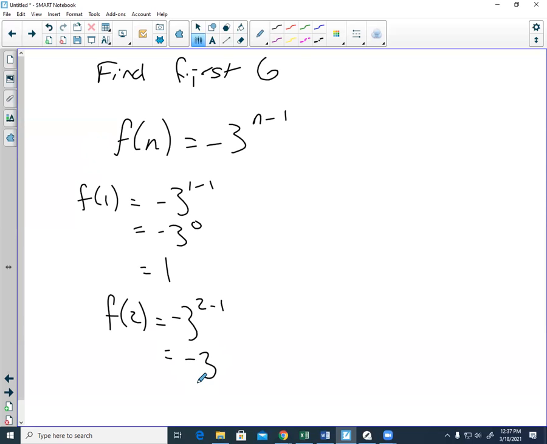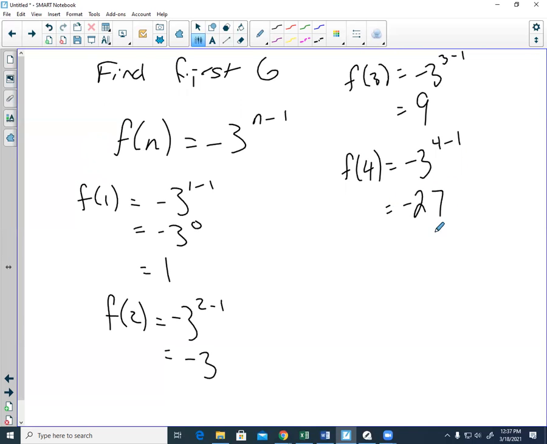If I wanted to find f of 3, I would get -3 to the 3 minus 1, which is going to give me -3 to the second power. -3 to the second power is 9. F of 4 is going to be -3 to the 4 minus 1, which is -3 to the third power, which is going to give me -27. F of 5 would be +81. And then f of 6 would be -243.